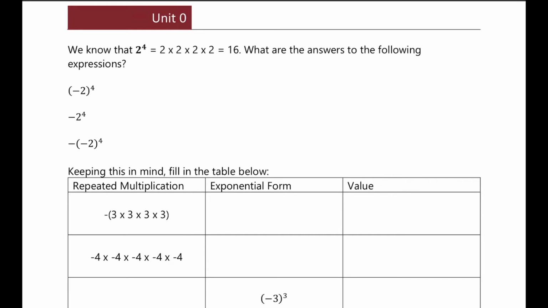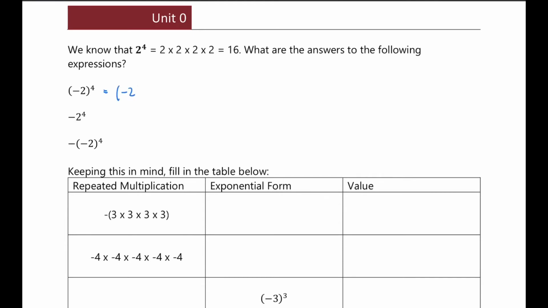We know that 2 to the power of 4 equals 16. What are the answers to the following expressions? So we're going to take a look at this negative base exponent, or negative base power. Let's rewrite that into repeated multiplication.